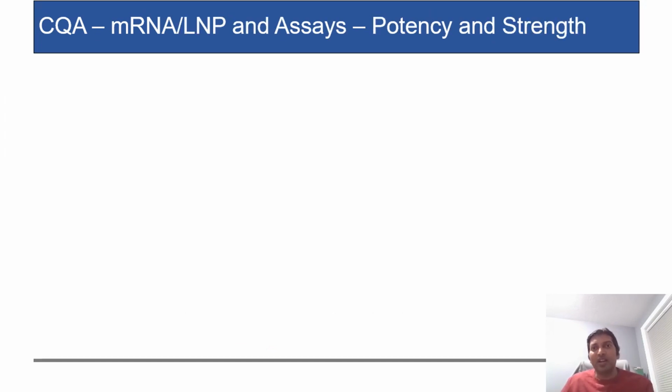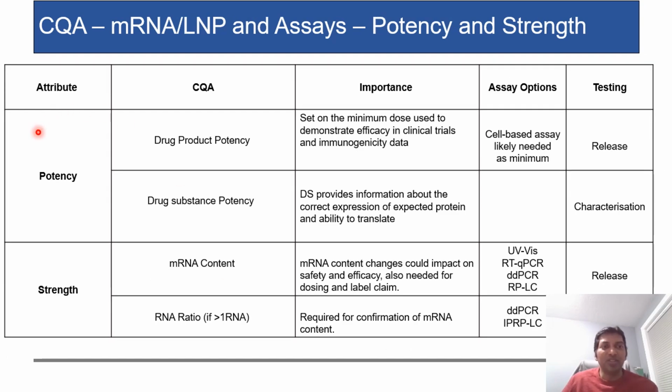Looking at the next attribute, it would be potency and strength. Potency is defined differently for drug product and drug substance. For drug product, your final product, you want to understand the minimum dose that will give you efficacy, and that's how potency is defined for a drug product. When it comes to drug substance, it's what amount you need to show that you're delivering an mRNA and you see protein expression. Is it really happening? For drug substance potency, most of the time it's a characterization assay. You just want to know, is it doing the job?